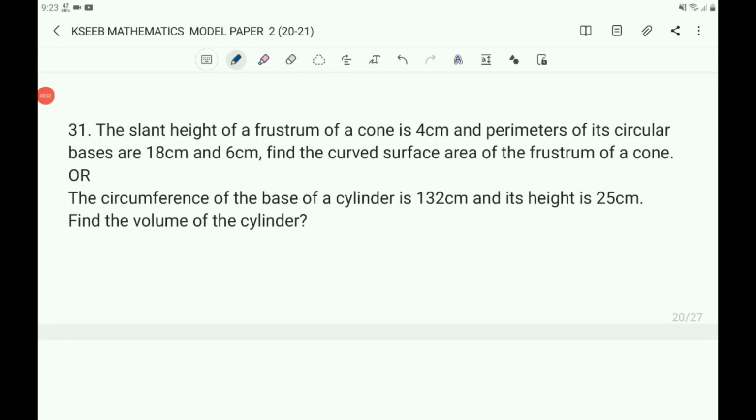Children, let us continue the solution of the KCB Mathematics Model Paper 2nd of 2021. Now let us come to question number 31. There is an OR question. Here it is a choice question.